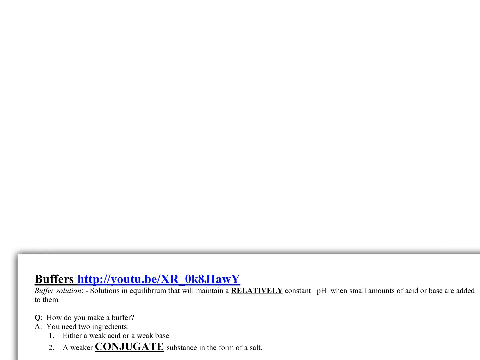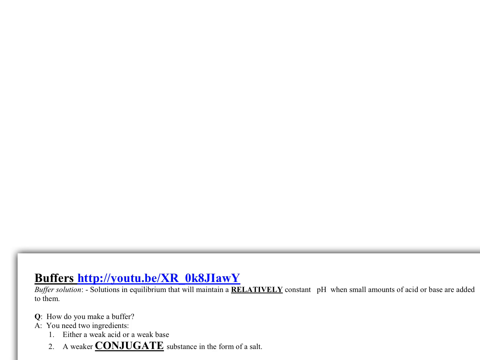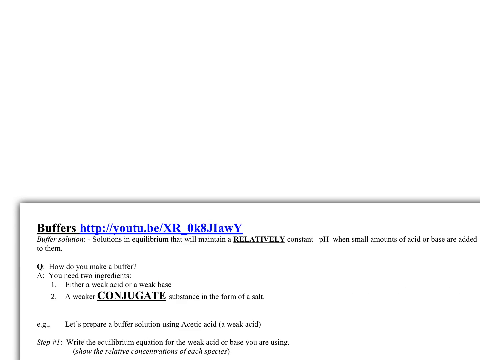So how do we make a buffer? Well, we need two things. First, a weak acid or a weak base, and second, a weaker conjugate substance in the form of a salt. Meaning we need to have an original concentration of weak acid or weak base, and its conjugate, something that's already on the product side. So let's prepare a buffer solution using acetic acid.